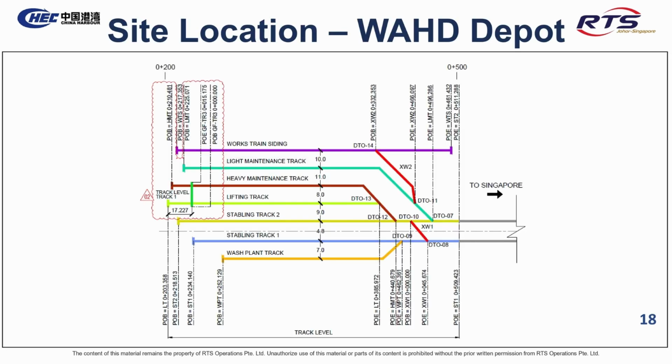Slide 18, Site Location WAHD Depot. This layout shows the WAHD Depot track arrangement, including works train siding, maintenance, lifting, stabling, and wash plant tracks. All movements are coordinated, with the main line heading towards Singapore.